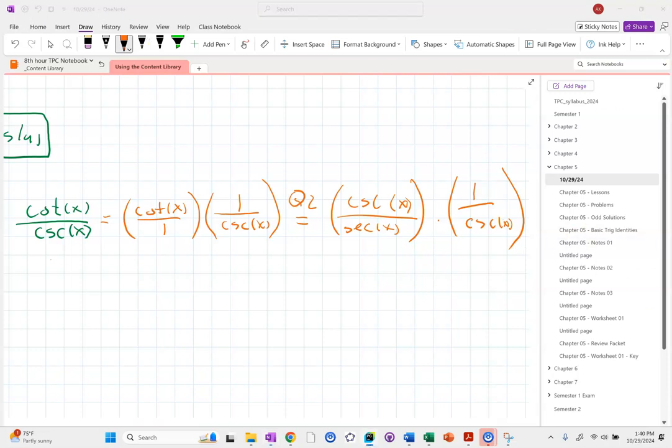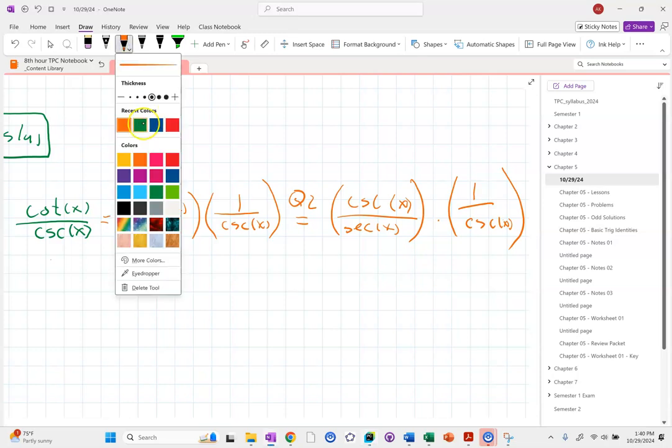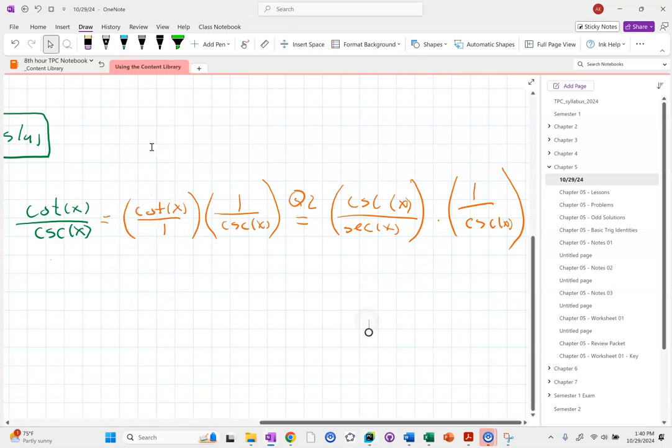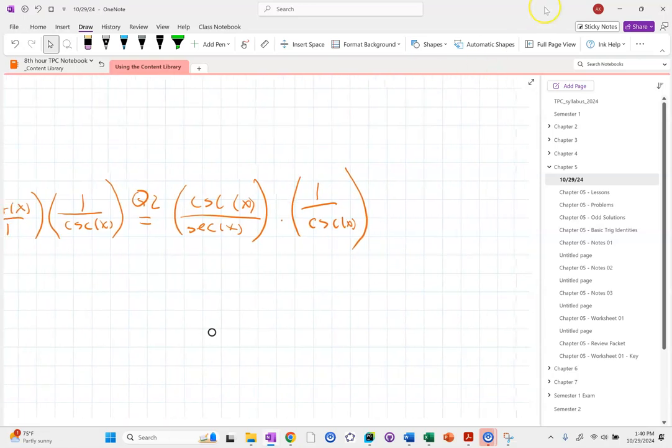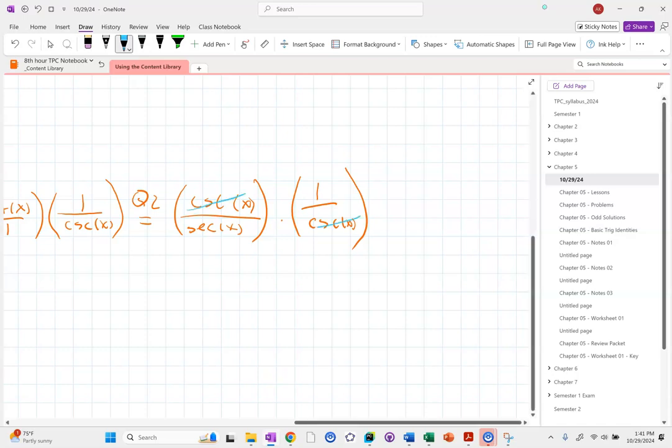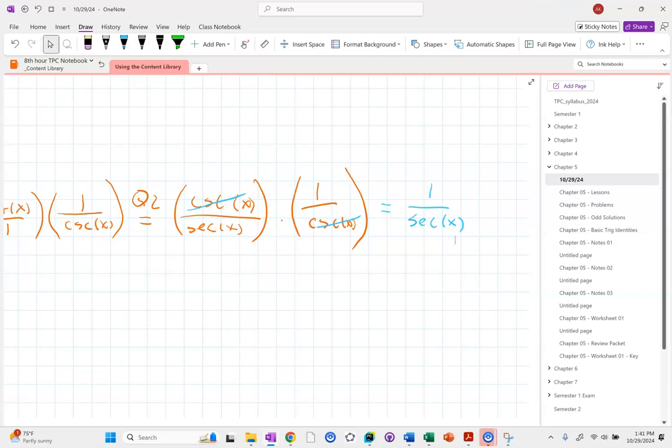And next is Drake. Algebra or identity? Algebra. Great. What do you want to do? What can we do algebraically? You can cross out the cosecant. Yep. And what's that leave us with? 1 over secant. Yep. Okay. That's good.